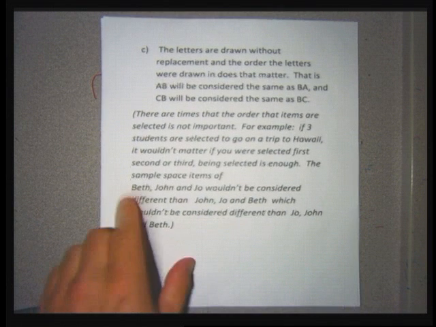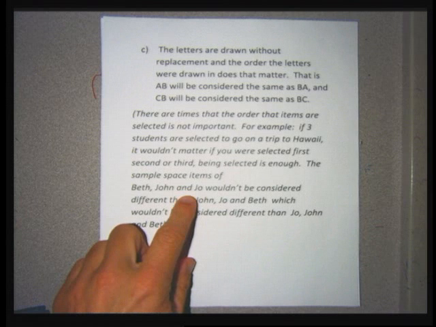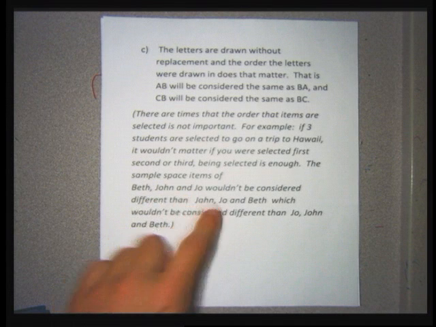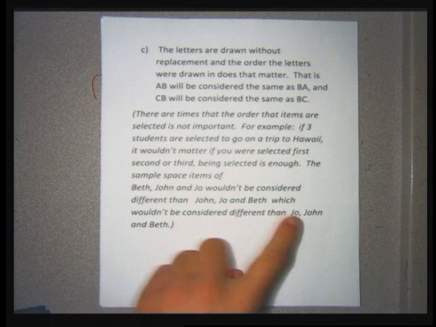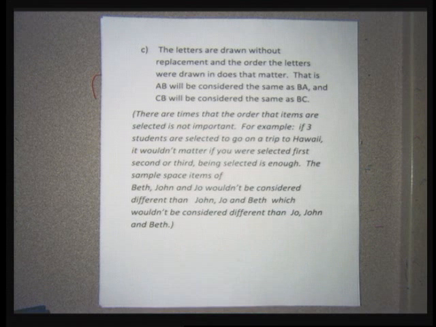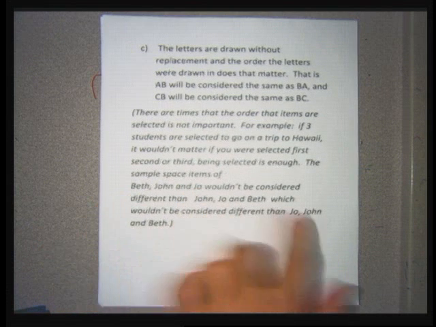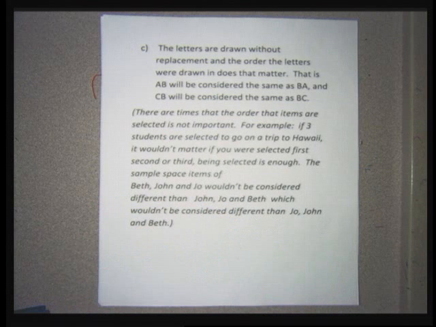So if I said Beth, John, and Joe were selected, that wouldn't be different than saying John, Joe, and Beth were selected. That wouldn't be different than saying Joe, John, and Beth are selected. Those 3 names are written in different orders. So that's kind of like writing a sample space in a different order, but it's still the same 3 people going, and the order that they were selected doesn't matter.